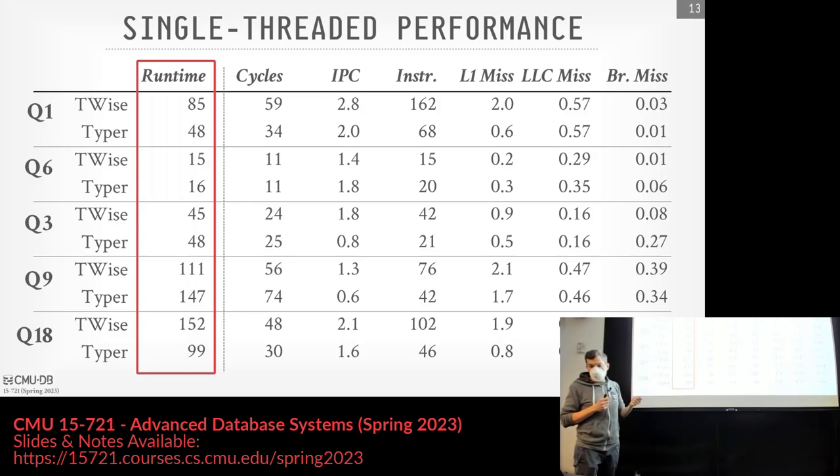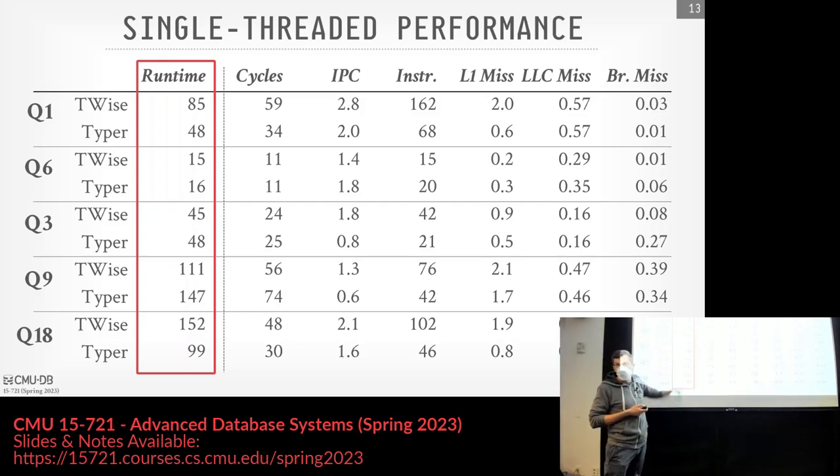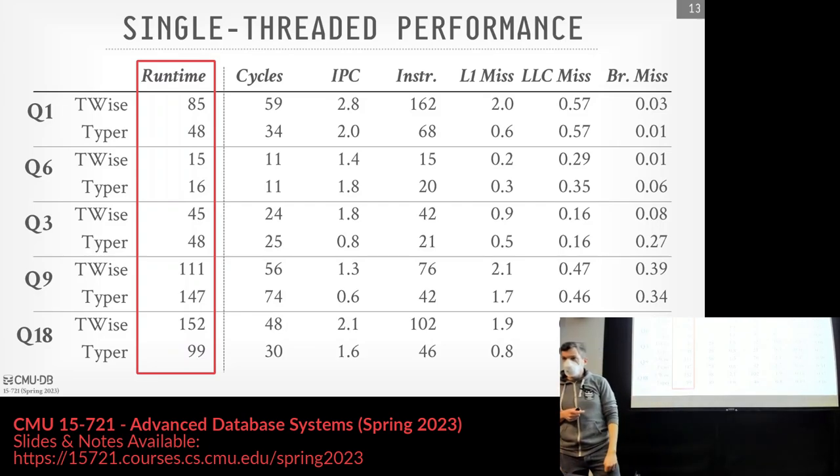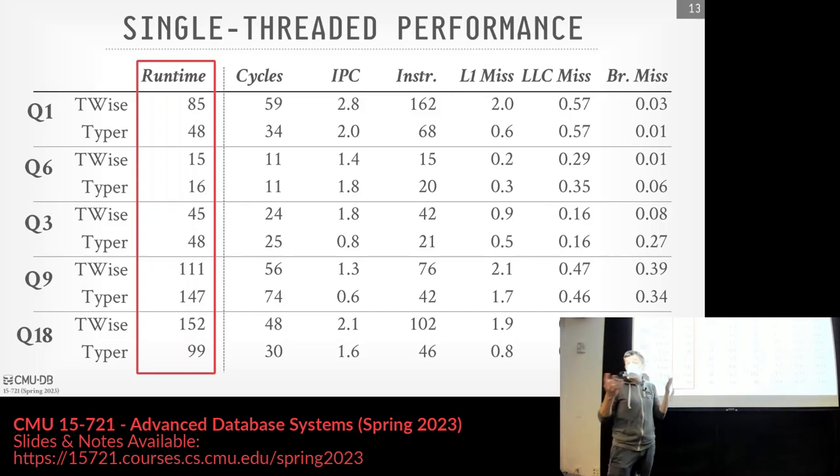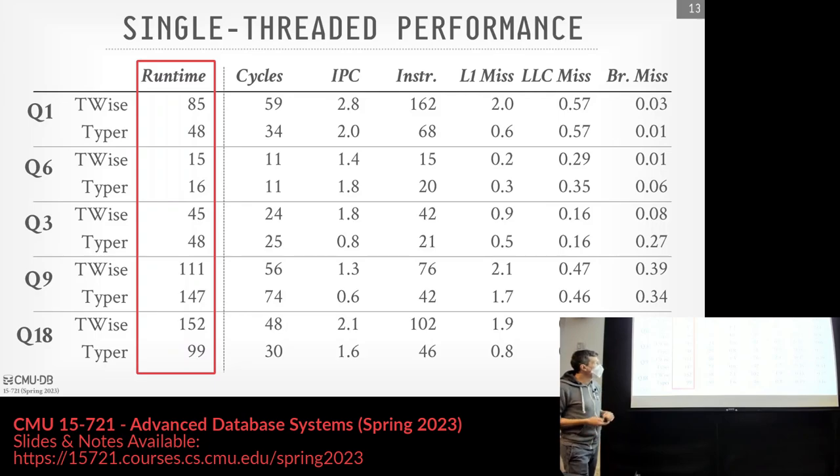His question is, does the runtime include the compilation time of Typer? No, because that will just dominate things. For scale factor one, the query is running 15 milliseconds, so it's not worth it. Again, OLAP, assume you could do something like the Redshift thing where things are already pre-compiled for you and you just reuse it. So here's the runtime in milliseconds.